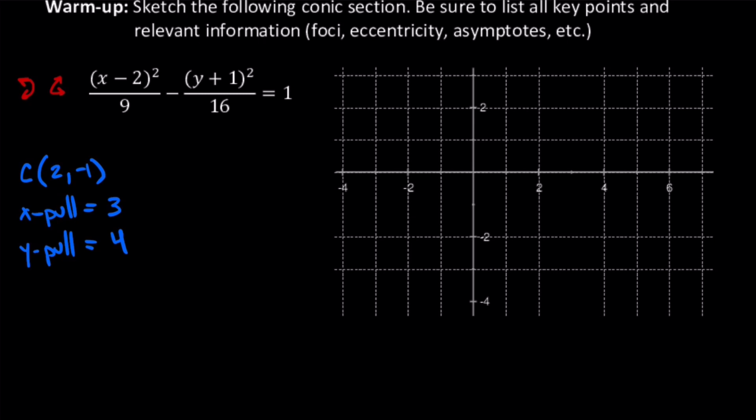The center is 2, -1, which is right here. Some of these grid lines are missing. X pole is 3, so 1, 2, 3. 1, 2, 3. The y pole is 4. 1, 2, 3, 4, right there. 1, 2, 3, 4 would be down here, a little bit off the chart. Sorry for that. Okay, sketching your rectangle.